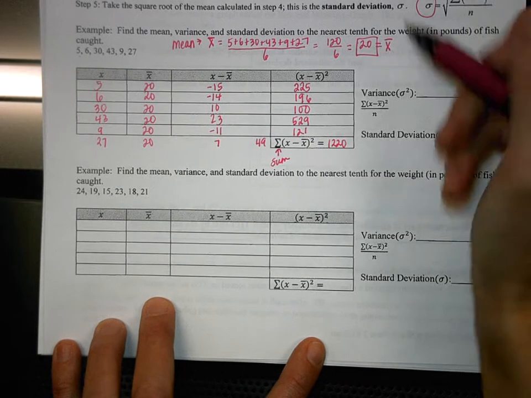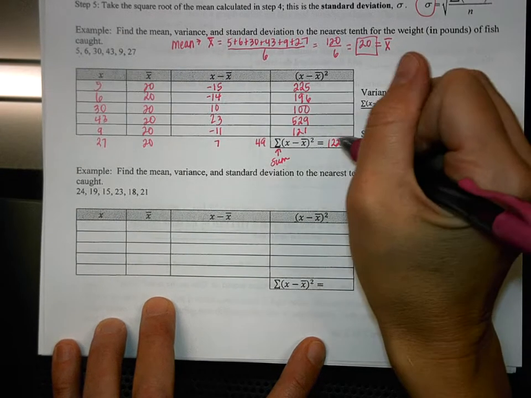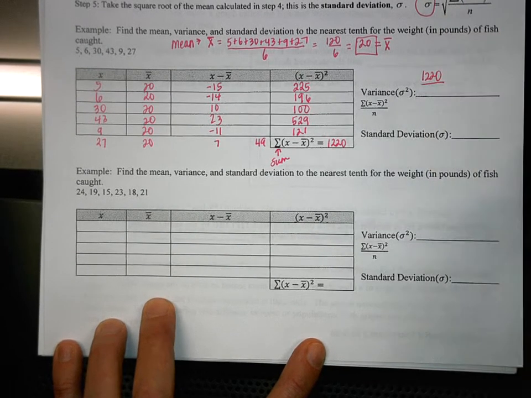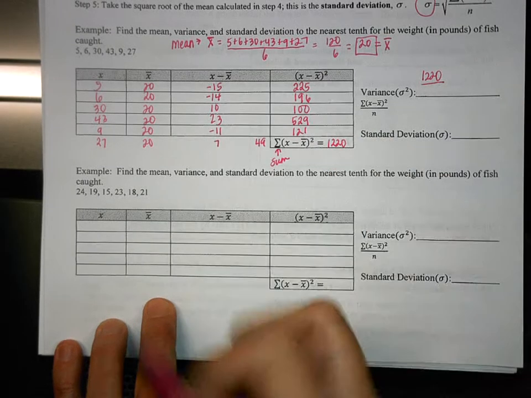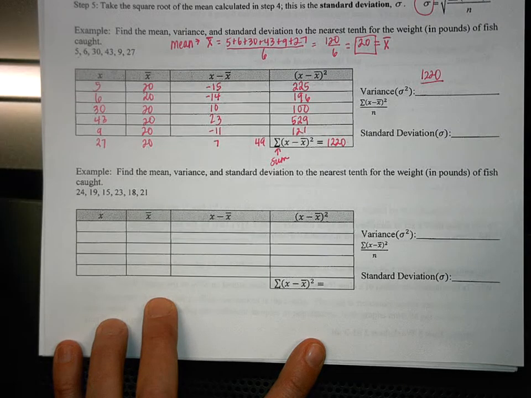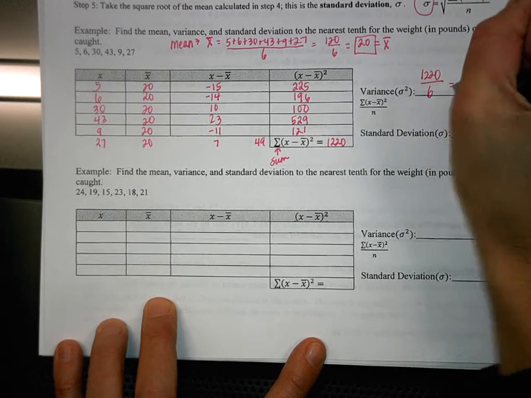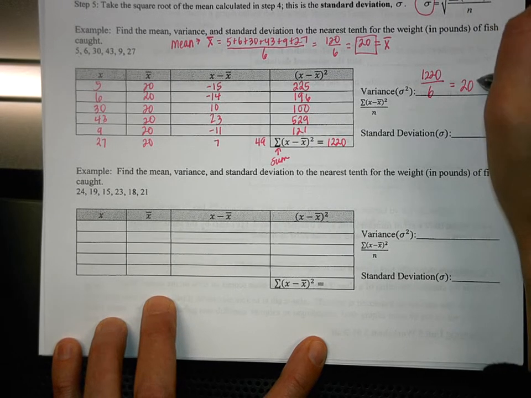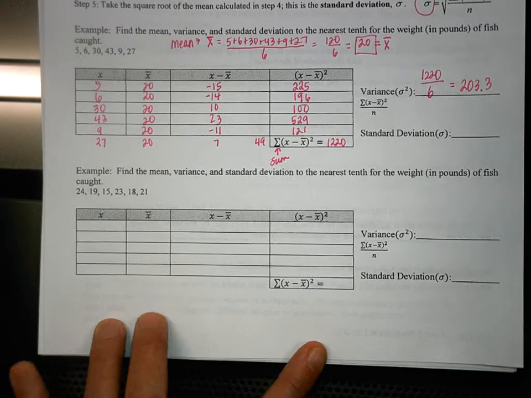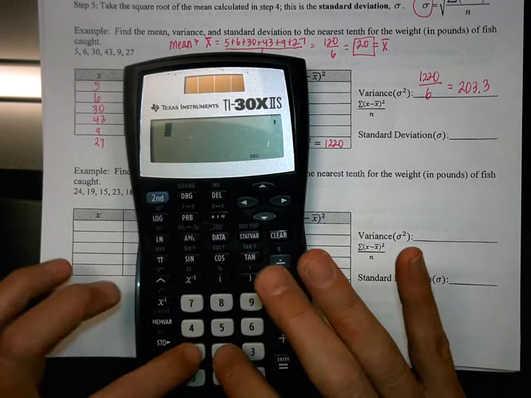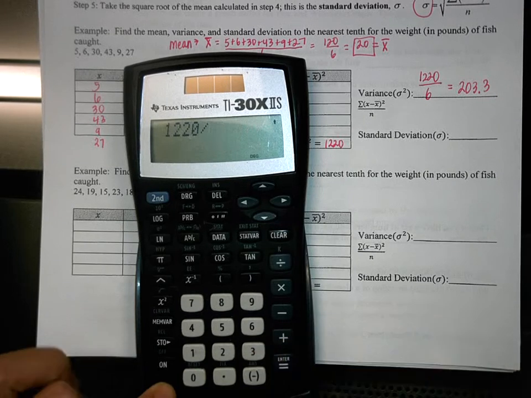So for your variance, this number right here, it was what goes right here, 1,220. And we divide it by how many numbers we have. Well, the amount of numbers we have is the same that we had at the beginning, correct? So that means I'm going to take that and divide it by 6. And that equals what? We're going to round that to the nearest tenth for right now. And so 203.3 is my variance.